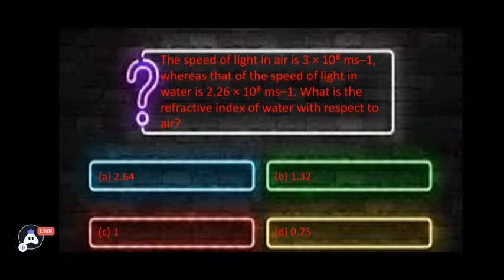What is the refractive index? Now there are two formulas of refractive index. One is with Snell's law, that is sine i upon sine r, that is sine of the angle of incidence to the sine of the angle of refraction. And the other formula is speed of light in vacuum upon speed of light in medium. So we have to just simply do that because we have the speed of light in both the cases. You need to divide speed of light in vacuum upon speed of light in medium. Perfect.